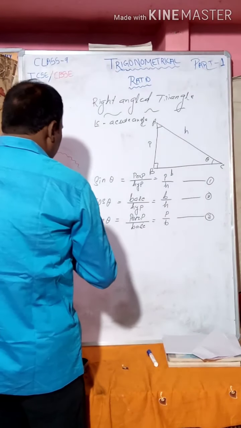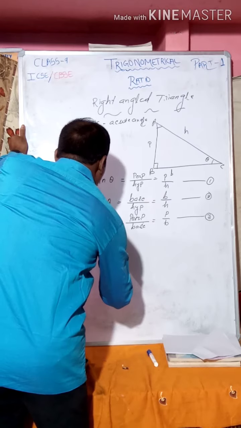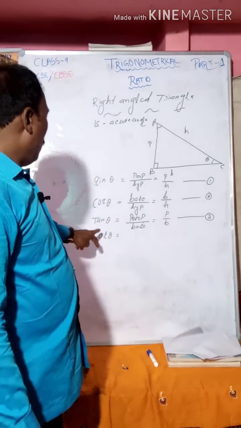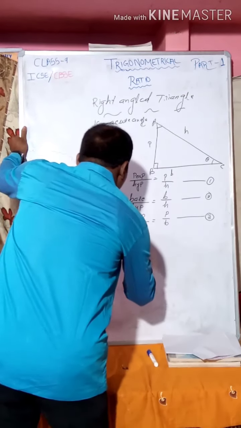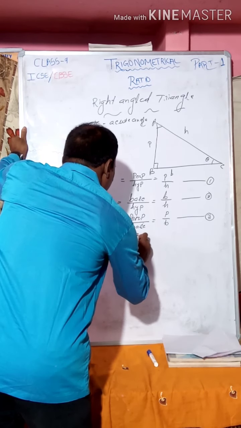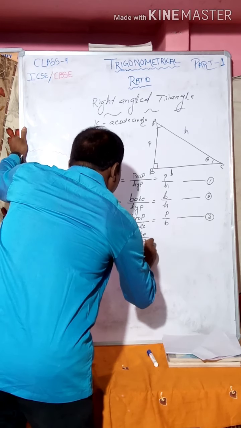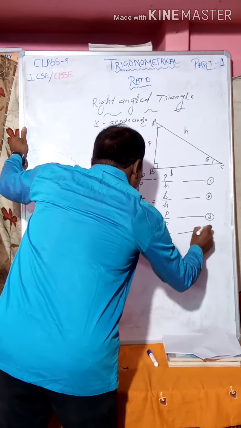Then cot theta. Cot theta is the reverse of tan theta. Tan theta is perpendicular by base, so cot theta will be base upon perpendicular, that is equal to B upon P. This is number 4.